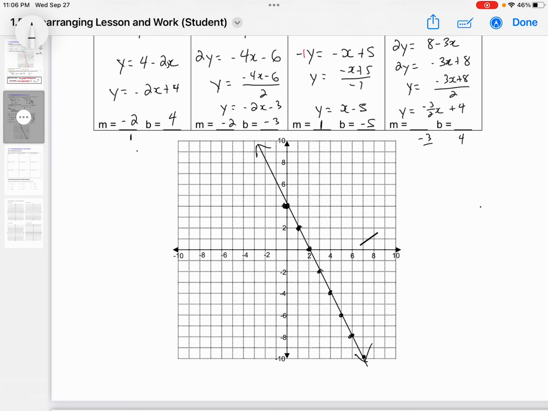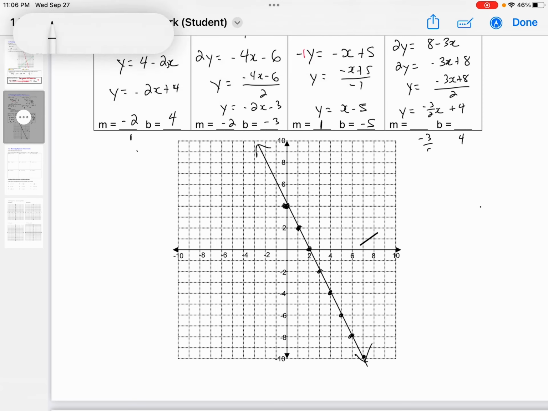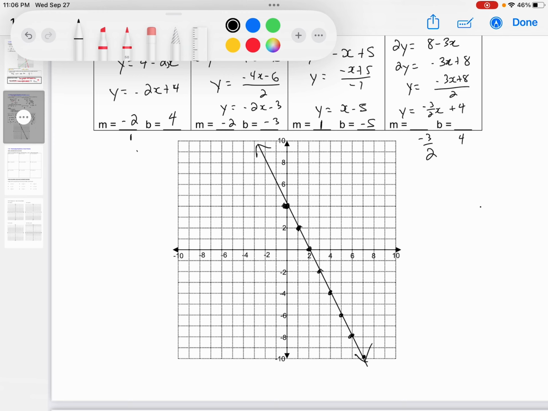I'm noticing something disappeared, though. Look over on the right-hand side here. Stop what you're doing for a second. Look over here. Didn't I write -3/2 over there before? Maybe I erased it by accident. So that was what that slope was. There's all sorts of other junk on there. Anyways.